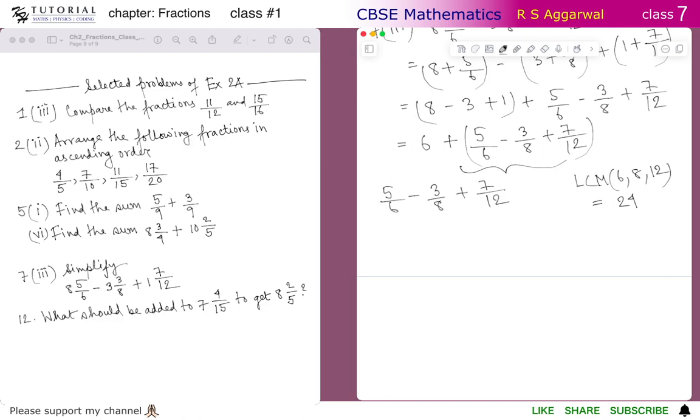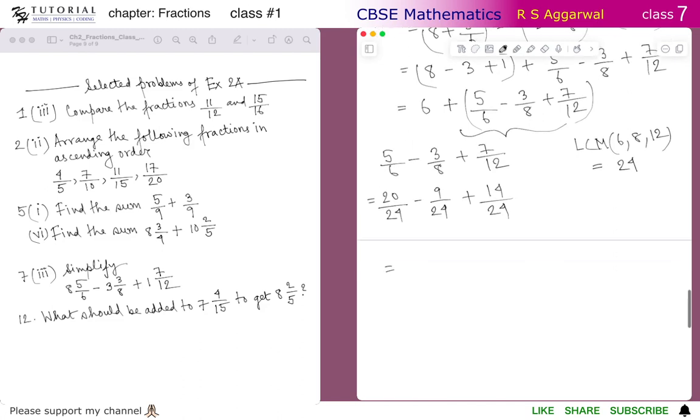So if we convert the fraction 5 by 6 to its equivalent fraction with denominator as 24, it will become 20. We have to multiply with 4 both numerator and denominator, so it becomes 20 by 24 minus, this will become 9 by 24, and this will become 14 by 24. Now we have the same denominator. What we do is we just add and subtract the numerators and keep the denominator same.